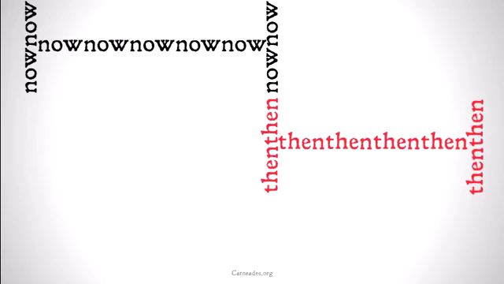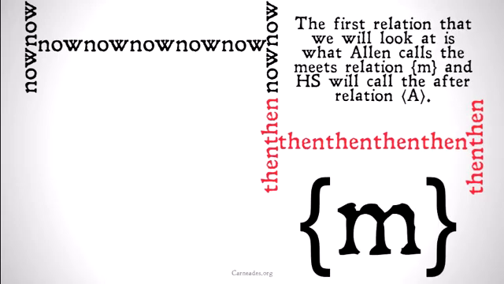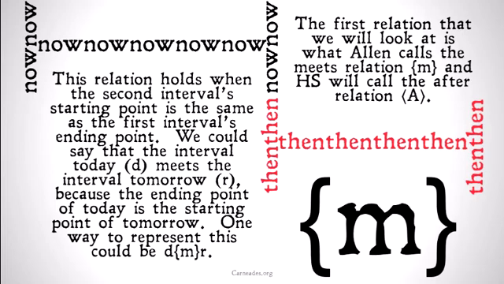The first one we're going to look at is what Allen calls the meets relation, and HS will call the after relation. So we have our first interval, our current interval, the interval we're focusing on, and some other interval. And that some other interval begins at exactly the point that our current interval stops, and then ends somewhere later. This relation holds when the second interval's starting point is the same as the first interval's ending point. We could say that the interval today meets the interval tomorrow, because the ending point of today is the starting point of tomorrow. One could represent this as DMR, or today meets tomorrow.